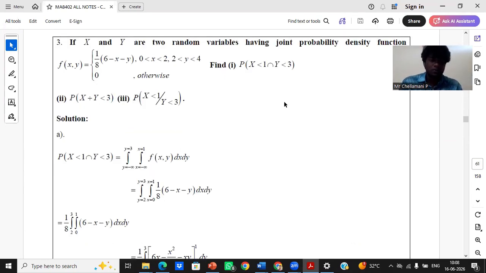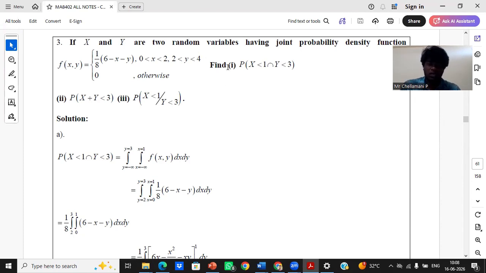Next, we are going to see the problem number 3. If x and y are two random variables having the joint probability density function mentioned here, then it is a continuous random variable. The function is f of x comma y is equal to 1 by 8 of 6 minus x minus y. The x limit is from 0 to 2 and the y limit is 0 to 4. We must find the subdivisions.